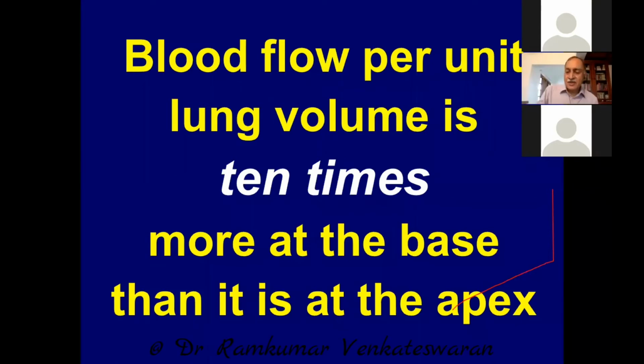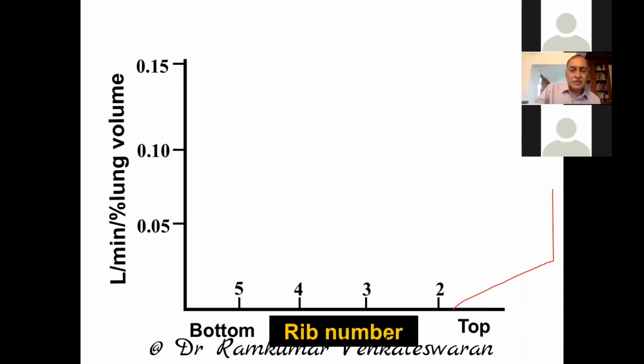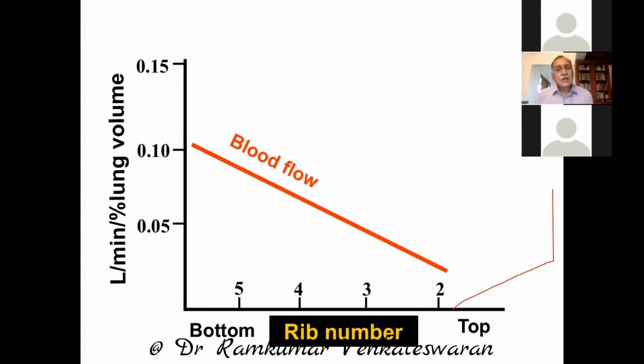The topmost slice of the lung receives 1/10 the blood flow as the bottommost slice of the lung per unit lung volume, and this is indicated diagrammatically here by this red line. To the right of the x-axis, you find written top or the rib number. So rib number 1 or the top of the lung is to the right side of this x-axis, and to the left, as you go along the x-axis towards 2, 3, 4, 5, you're actually reaching the bottommost slices of the lung.